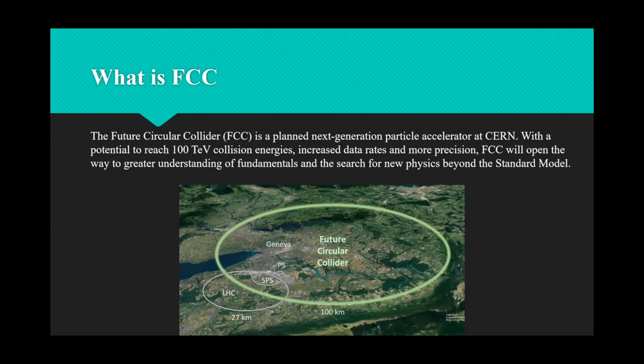The Future Circular Collider is a proposed next-generation particle accelerator at CERN. It aims to reach up to 100 tera-electron-volt collision energies, significantly higher than the LHC. With greater precision and data rates, the FCC could open the door to a deeper understanding of the Standard Model and potentially uncover new physics. Even though the FCC is not to start running for the next 15 to 20 years, it is crucial to develop robust data analysis infrastructure now to ensure good preparation for when the real data begins to flow.